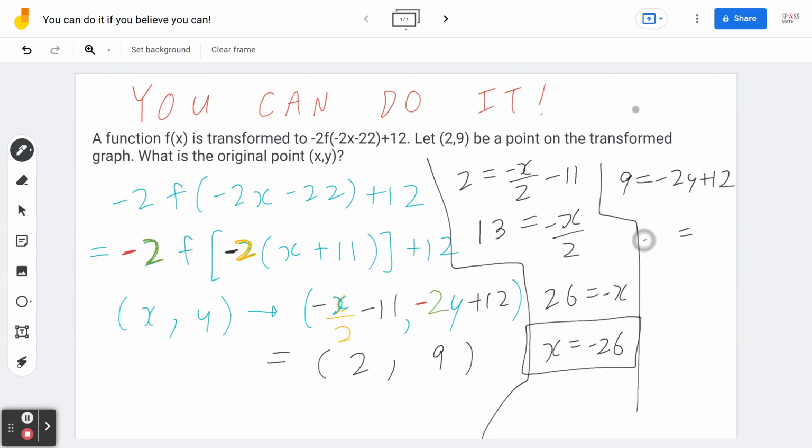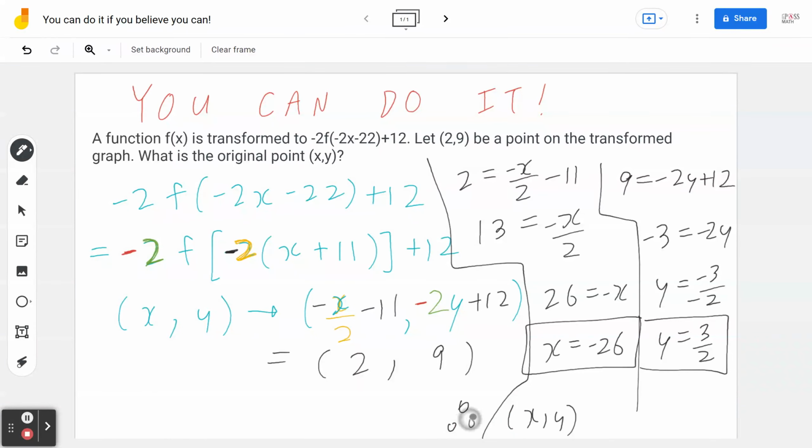Now, likewise, to find y, the opposite of adding 12 is to subtract 12. So 9 minus 12 is going to be negative 3. The opposite of multiplying by negative 2 is divide by negative 2. And of course, y equals 3 over 2. So this means the original point (x, y) equals (negative 26, 1.5), or 3 over 2.